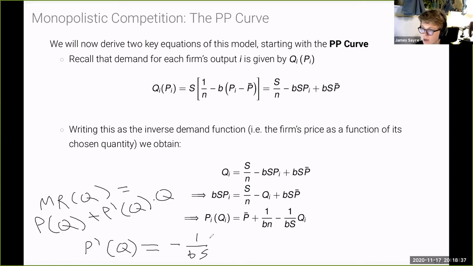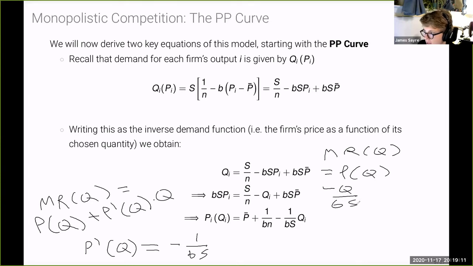Okay, so using these facts, I can figure out what marginal revenue is going to be. My marginal revenue is going to be p prime of q, which is just this term, so I can plug that in a second, plus p prime of q times q. So this is p prime of q, and this times q is going to give us negative q all over bs.